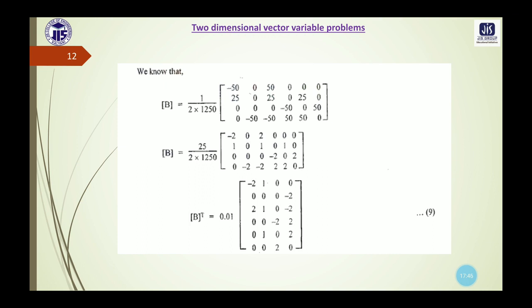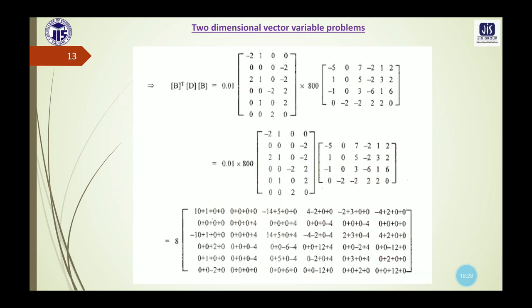Now the strain displacement matrix is B, which we have calculated earlier. So now we need to write the value of B transpose, where only the rows and columns are interchanged. Earlier it was a 4 by 6 matrix, now it is a 6 by 4 matrix. This is our equation number 9, and this is the value of B transpose, that is, the transpose of the strain displacement matrix.